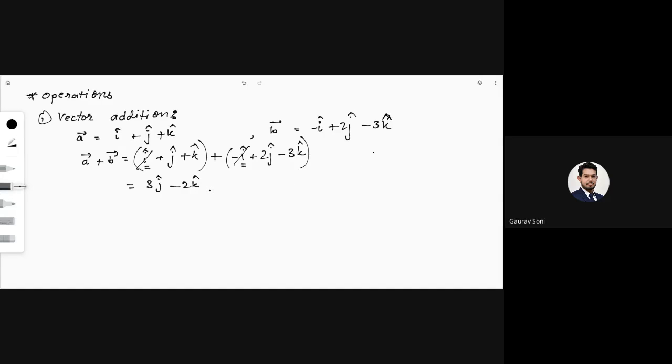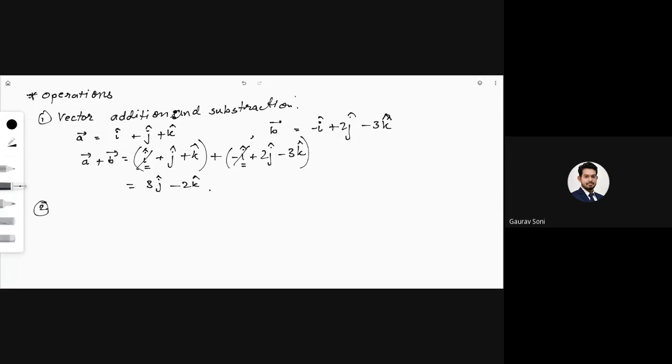There are other laws, but they are used for a different purpose. Right now, what we are going to need is this kind of vector addition and subtraction. So what you are doing is simply collecting the coefficients of I and J and doing the operation. That's it.